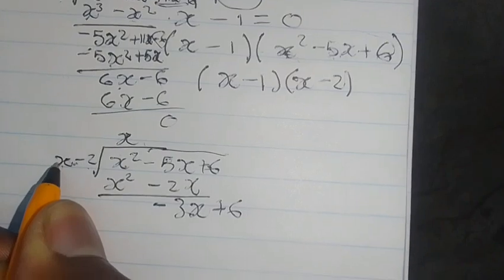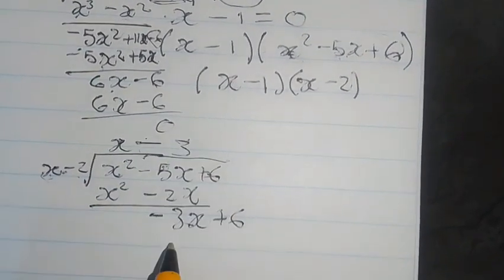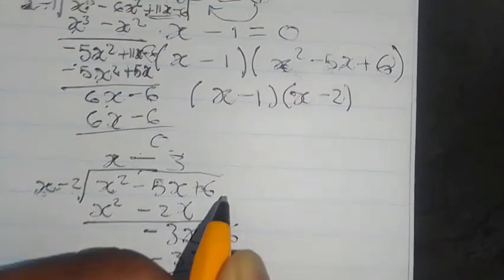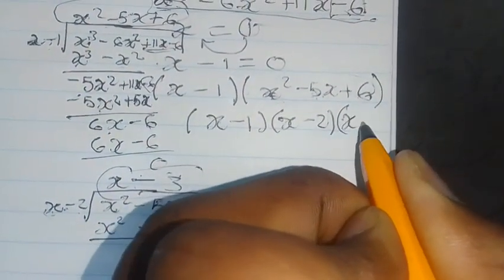Then minus 3x divided by x is going to be minus 3, and then minus 3 times x is going to be minus 3x, and minus 3 times minus 2 is going to be positive 6, and then you have 0. So that means that the other remaining term is just going to be x minus 3. So now we factor the denominator.